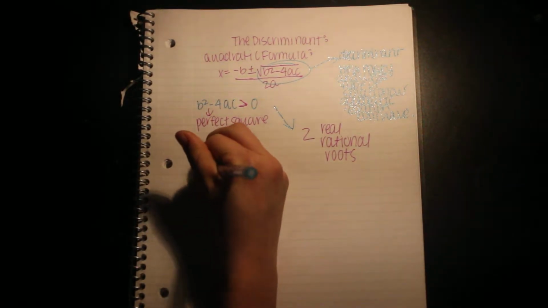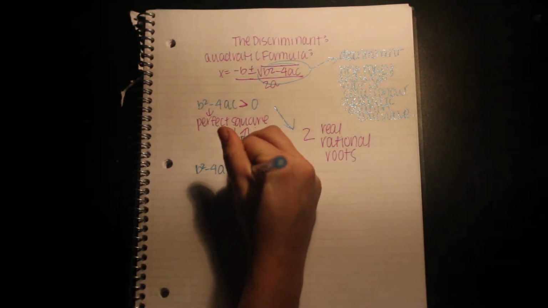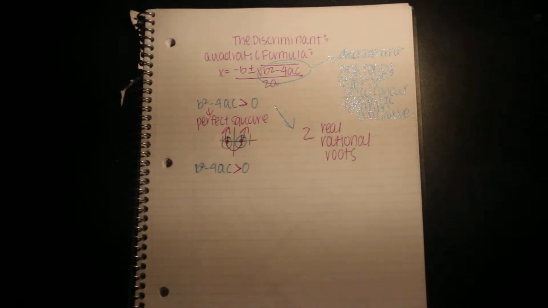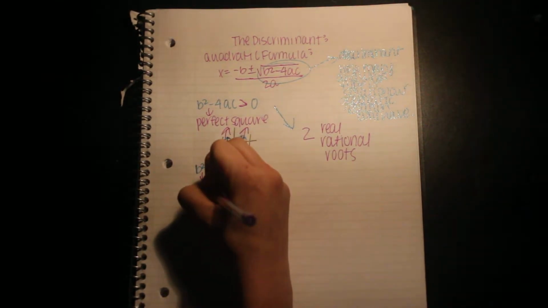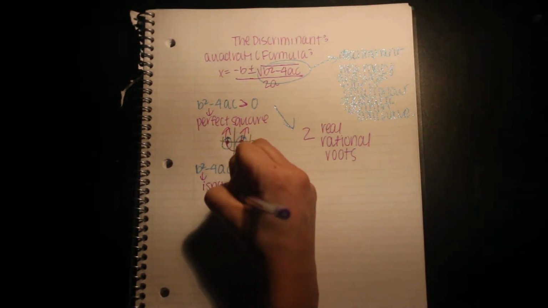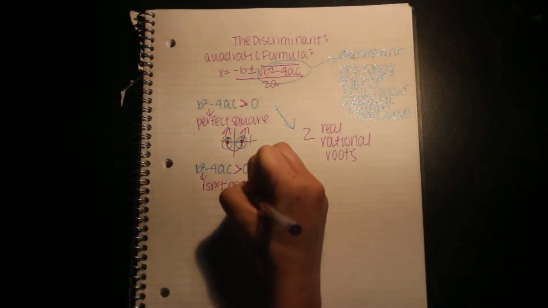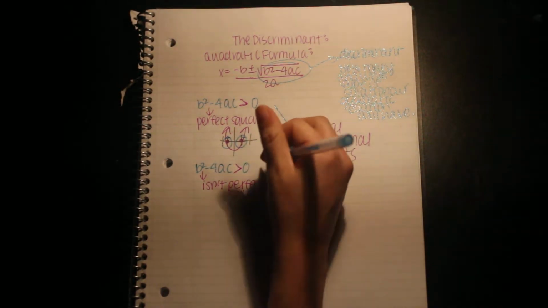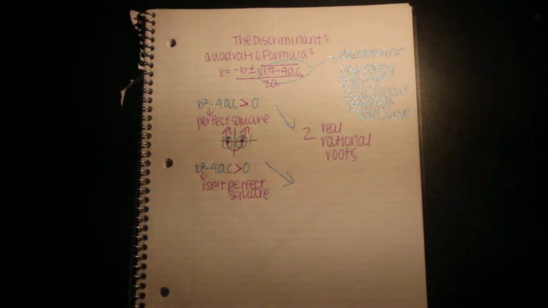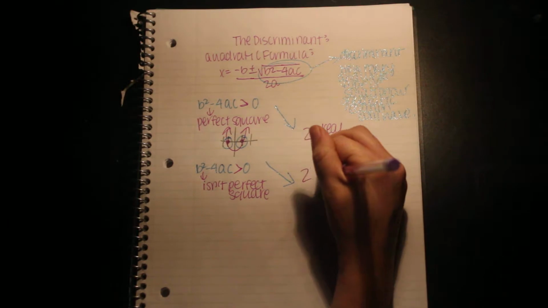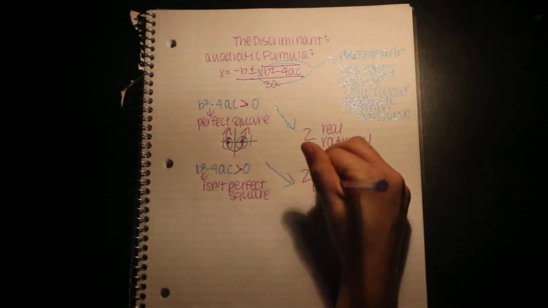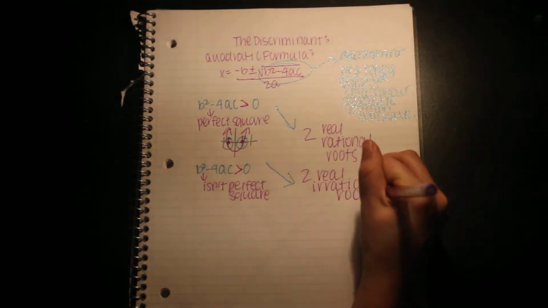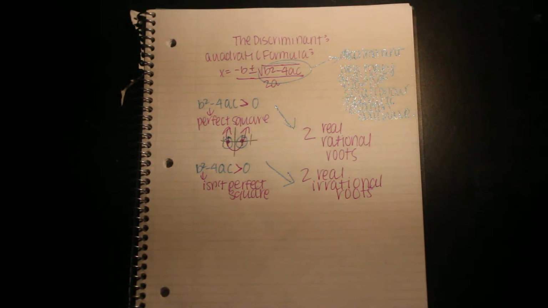If our discriminant is greater than 0 and is not a perfect square, then we know we will have two real irrational roots. And it would look like this on the graph.